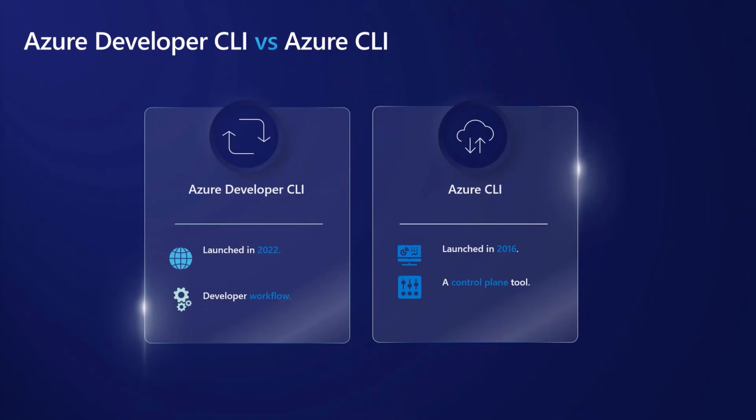Now, the Azure Developer CLI tool, or AZD as it is sometimes referred to, and the Azure CLI tool are both command line tools, but they perform different tasks. The Azure CLI tool was launched in 2016 and its main purpose is to create and administer resources within Azure. The Azure Developer CLI is more focused on the developer workflow, helping to bring cloud components, local development configuration and pipeline automation together into a complete solution.